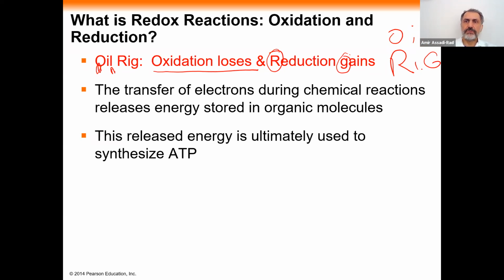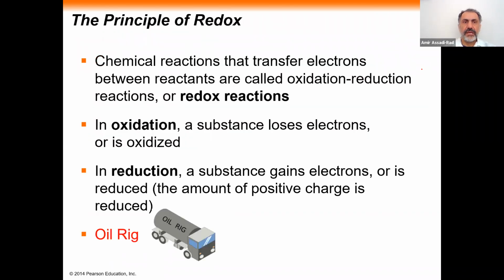Oxidation loses, reduction gains. The transfer of electrons during chemical reactions releases energy stored in organic molecules. This released energy is ultimately used to synthesize ATP, which you're going to see. Principles of redox: chemical reactions that transfer electrons between reactants are called oxidation-reduction reactions, or redox reactions.